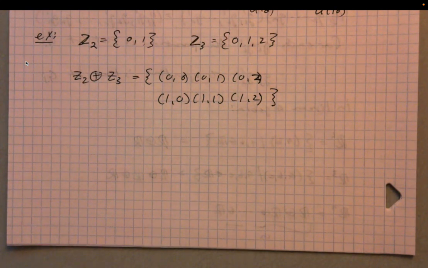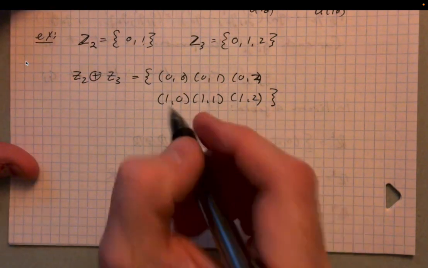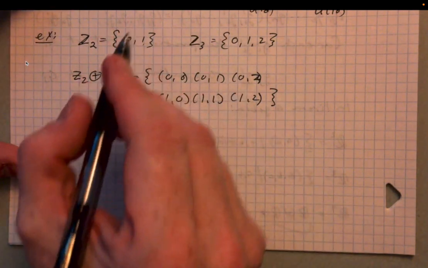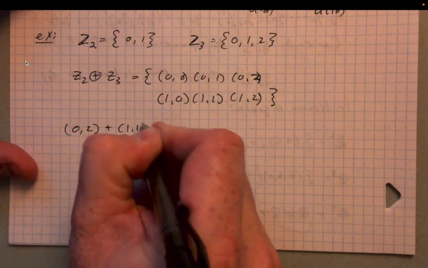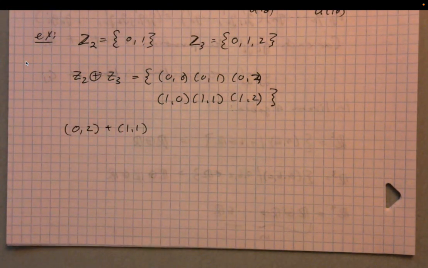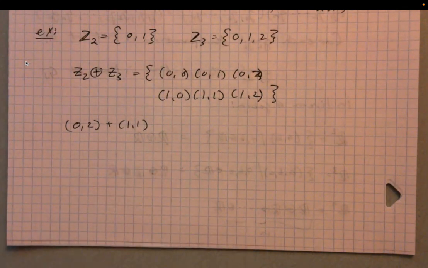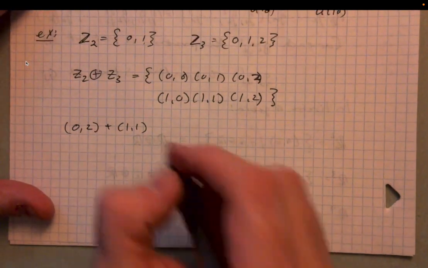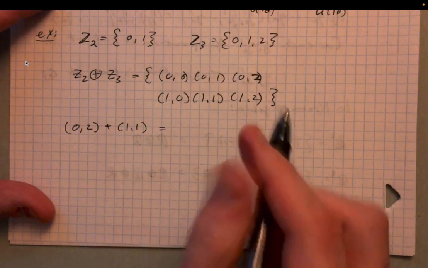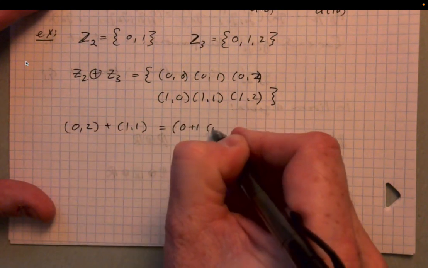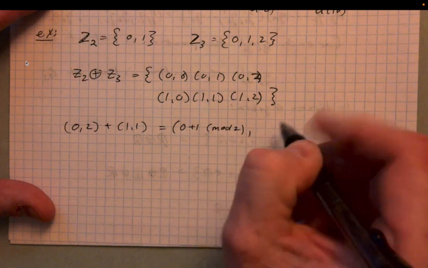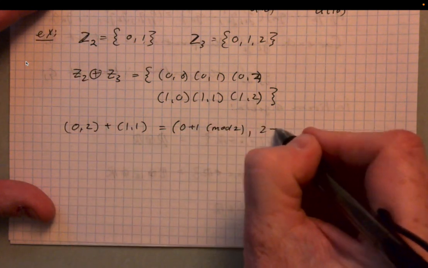Now, if I want to combine these elements, if I take 2 elements in here, maybe I'll take 0, 2, and 1, 1. Remember, the operation here is addition for both groups, so you can write it like this if you like. Otherwise, you could write it the other way if it's clearer, but I would think this would be clearer. And so you're going to have 0 plus 1, and remember that's mod 2, and then 2 plus 1.